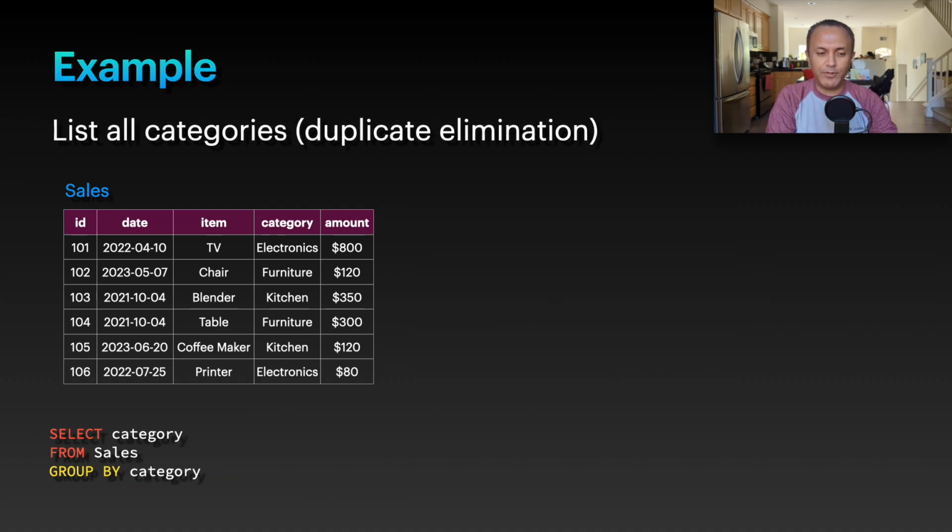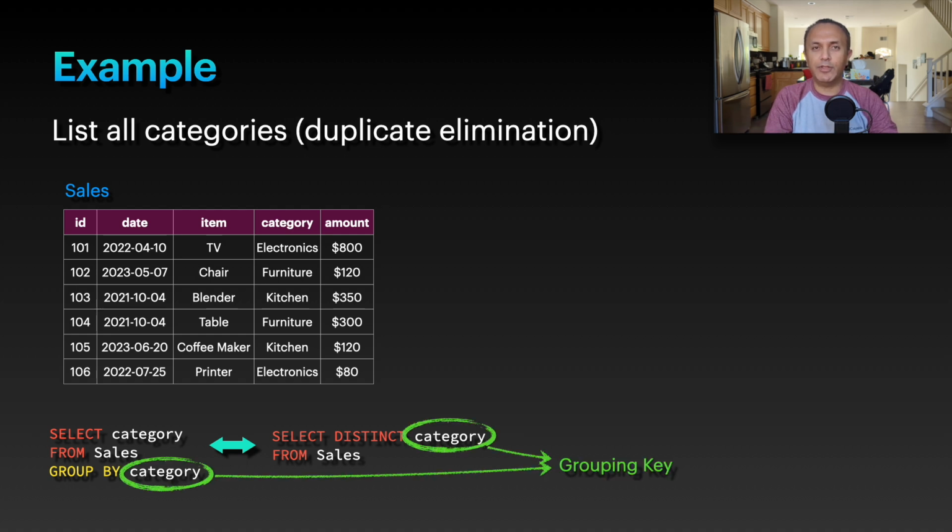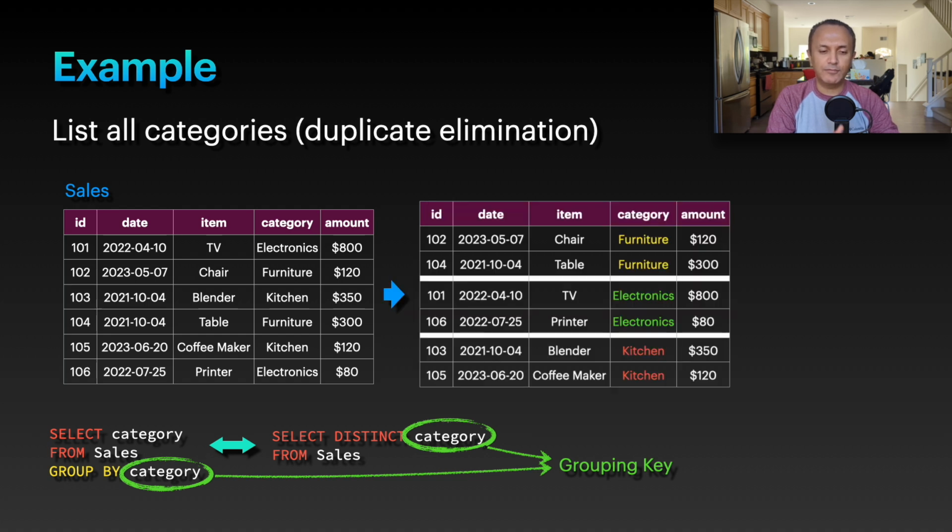Let's see another example. This is the example with the duplicate elimination. So we just want to list all the categories. We don't want any other information. And as I said, you can also write this query using select distinct. So we have our grouping key here. First step is to split the table into groups based on the grouping key. So same as the last example, we have the furniture group, the electronics group, and the kitchen group. And then since we don't have an aggregate function here, we just want to output the category for each group. So the output is going to be furniture, electronics, and kitchen.